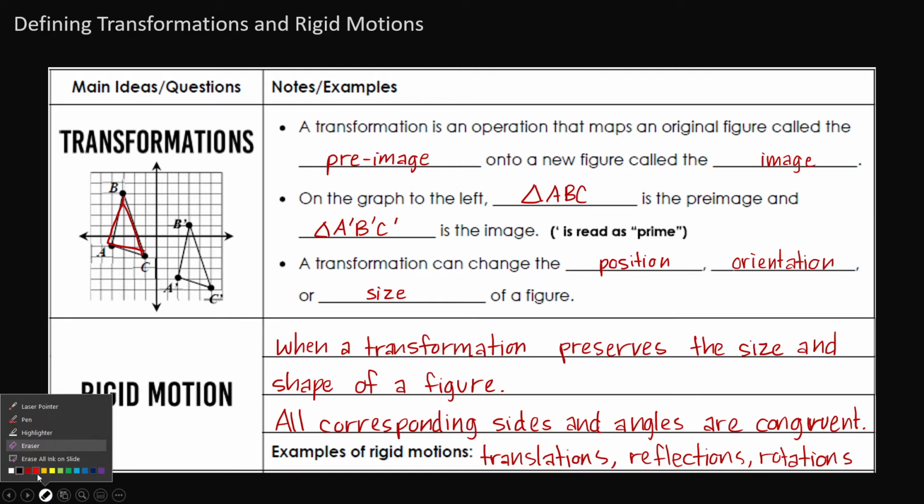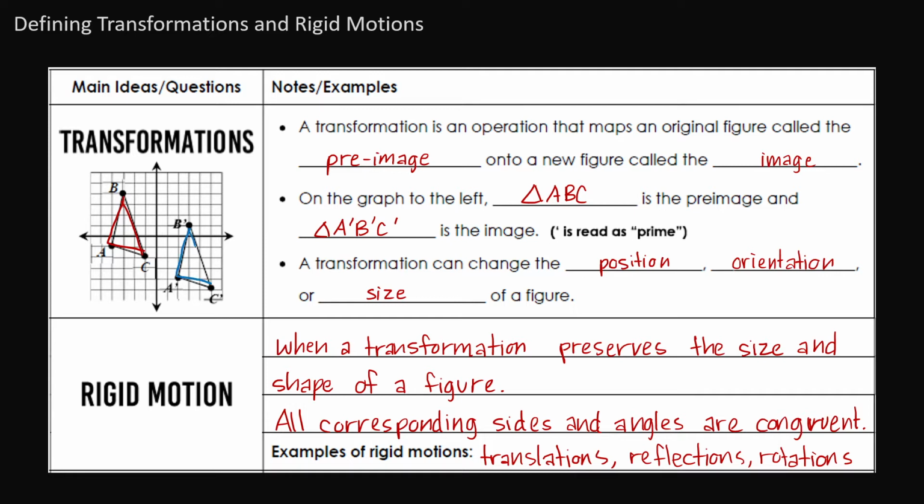So I've already taken some notes for us already. Transformations. A transformation is an operation that maps an original figure called the preimage, and I've highlighted that in red for us here. It maps an original figure called the preimage onto a new figure called the image.